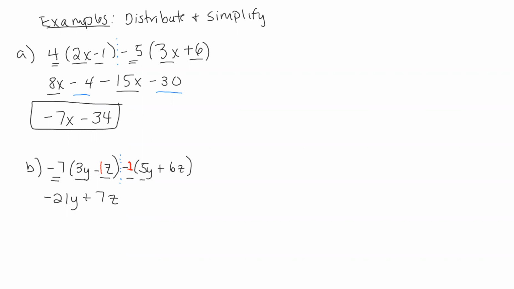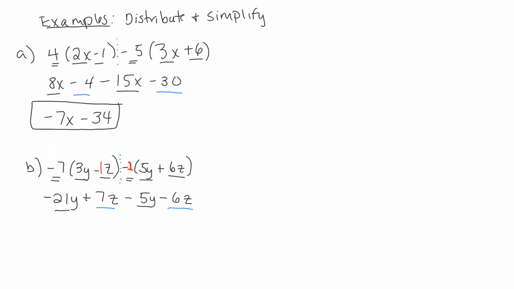So negative 1 times 5y. Well, negative 1 times positive 5 is negative 5. And then I keep the y. And then negative 1 times positive 6z. Negative 1 times 6 is negative 6. Keep the z. Okay? So now we have y terms and we have z terms. So we're going to look at the y terms, and then we're going to look at the z terms. And generally when you have two variables like this, something really simple, alphabetical would be the way to go. So we would do the y's before the z's.